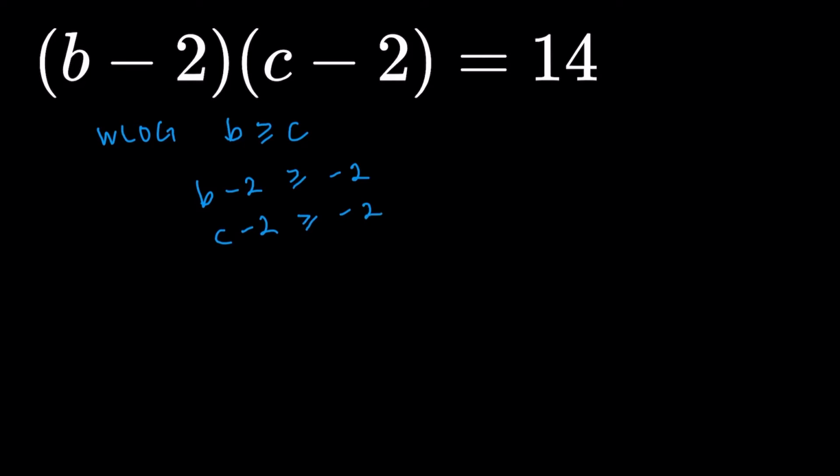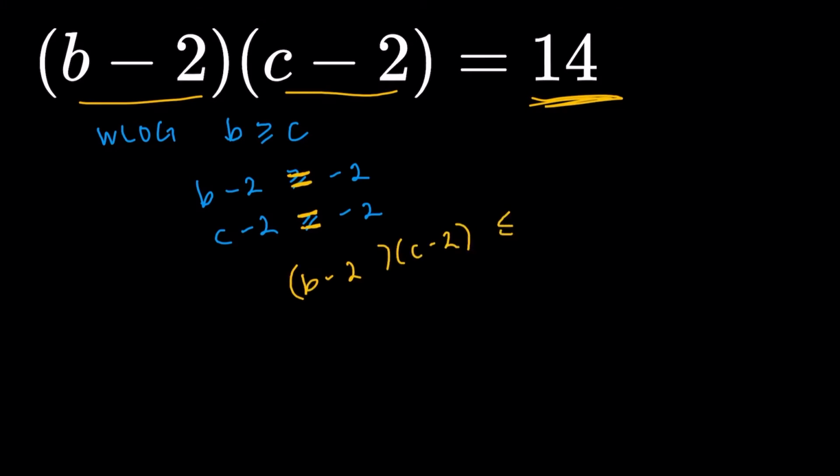Now, that's assuming that both of these factors, B minus 2 and C minus 2, can be negative. It can be, but if I were to see the product here, let's say B minus 2 and C minus 2 are both negative, because they multiply up to 14, so either they're both positive or both negative. If they're both negative, however, they can only go as low as -2. So if both are negative, the maximum possible product is going to be 4, right?